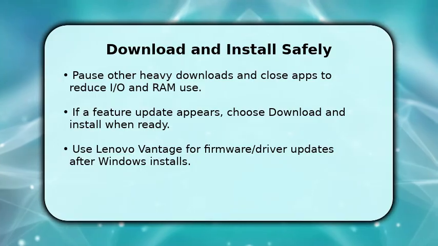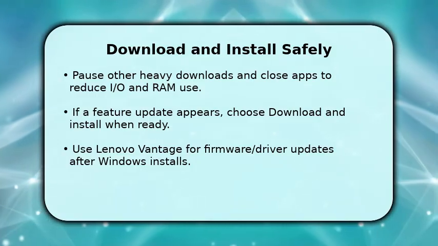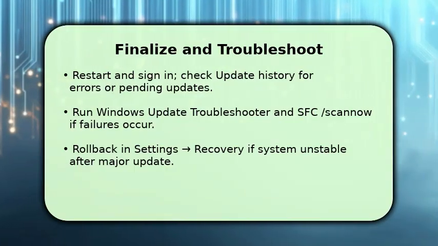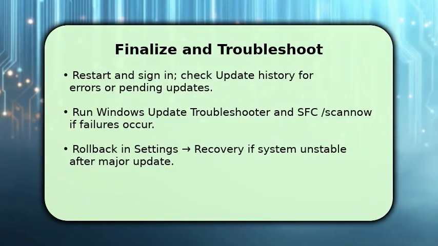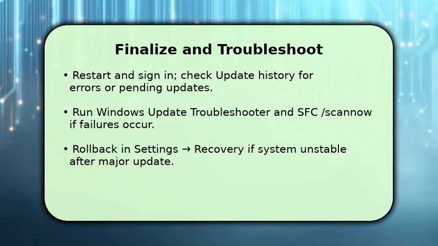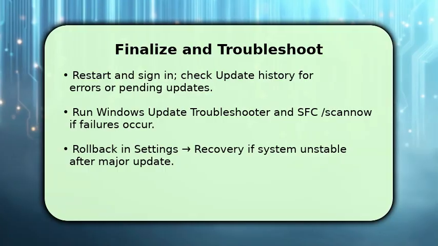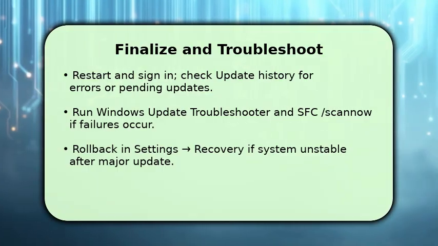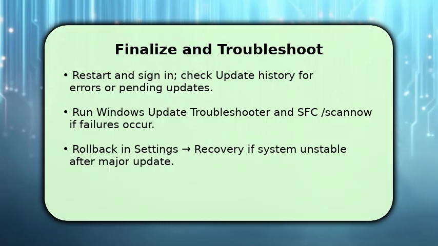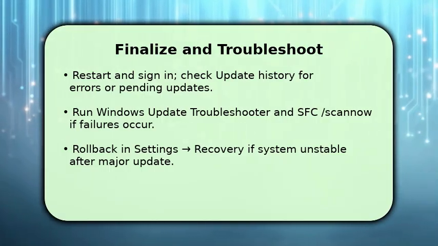Sign in, open Settings, and review update history to confirm successful installs. If something failed, run the Windows Update Troubleshooter first. It fixes common issues automatically. For deeper problems, open a command prompt as admin and run sfc /scannow to repair system files, then try updates again. If the machine is unstable after a major feature update, use settings.